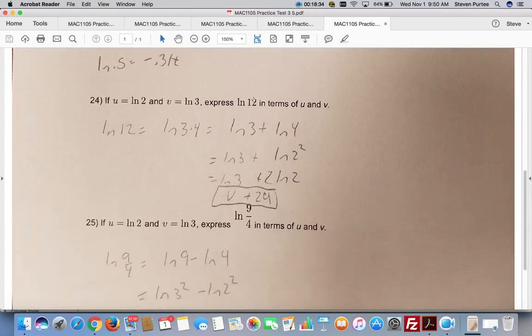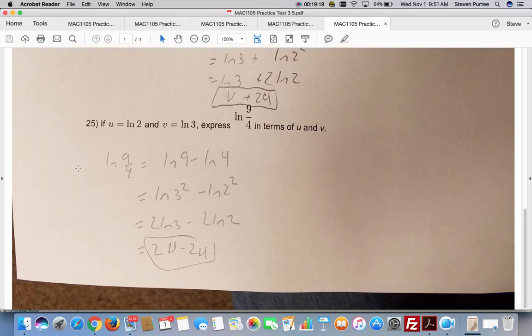Number 24, we have natural log of 12. I need to write 12 as some multiplication of powers of 2 and 3. So 12 is 3 times 4. Rules of log say I can break that up as ln of 3 plus ln of 4. Multiplied inside becomes added outside. 4 is 2 squared, and I can bring that exponent down in front, so I get ln of 3 plus twice ln of 2. ln of 3 is what we called v. ln of 2 is what we called u, so we get v plus 2u.